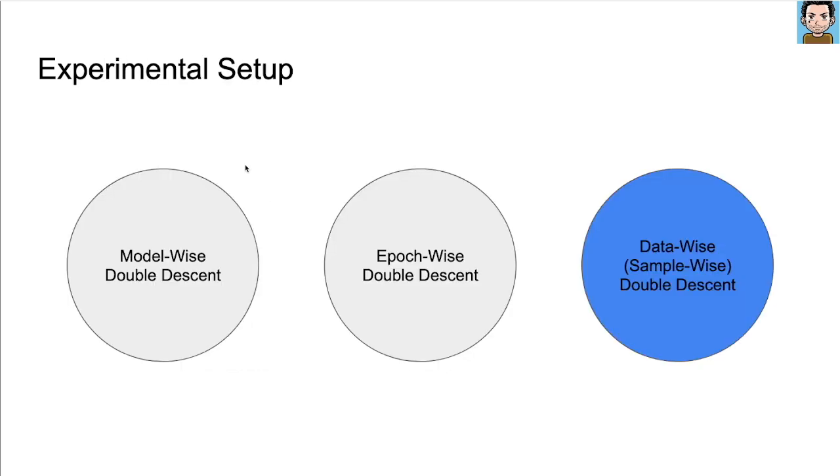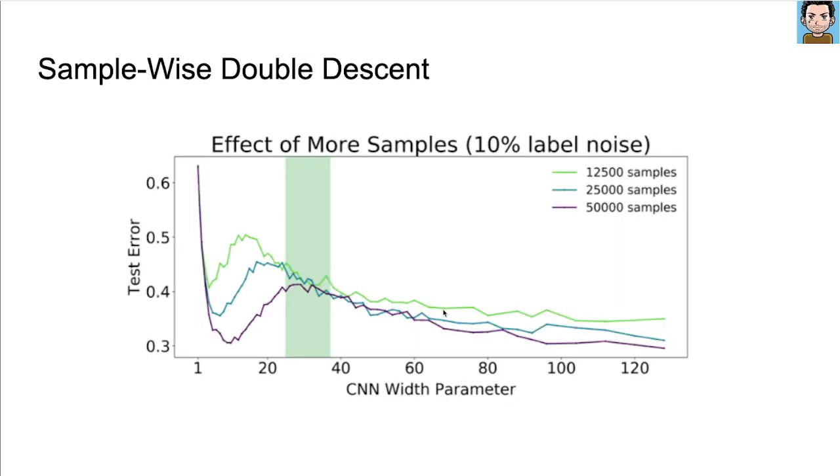Now it's time to present sample-wise double descent experiments. It is commonly believed by both ML statisticians and practitioners that more data always helps. Yet this paper shows scenarios where more data doesn't improve performance. It might even lower the performance.